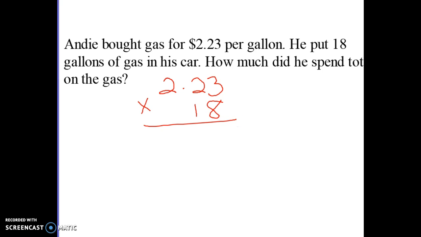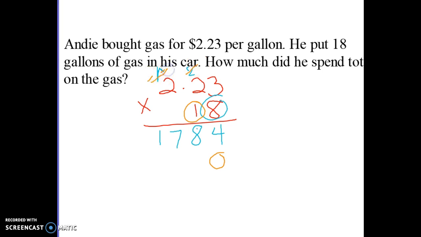Okay, again, we start with the number in our ones place. So 8 times 3 is 24. Carry my 2. 8 times 2 is 16 plus 2 is 18. 8 times 2 again is 16 plus 1 is 17. I'm going to move over to the number in my tens place. I have to put my 0.